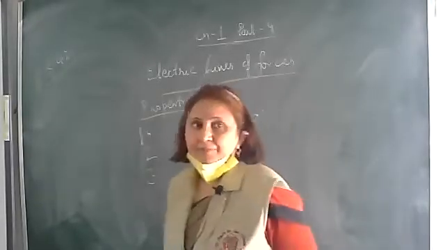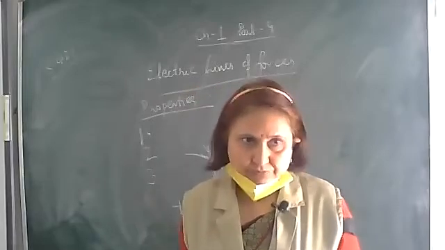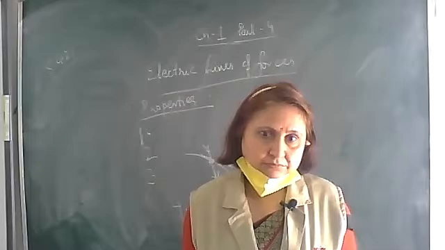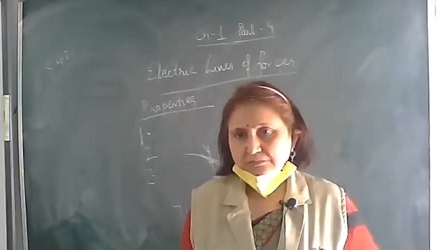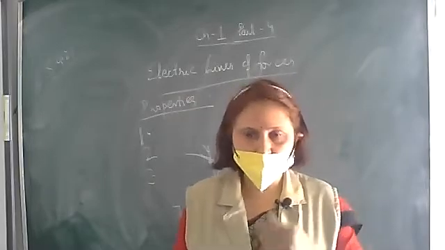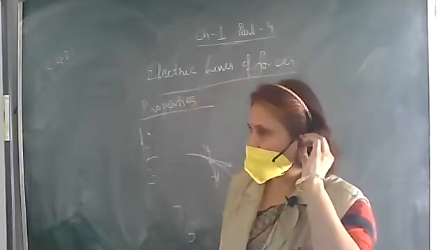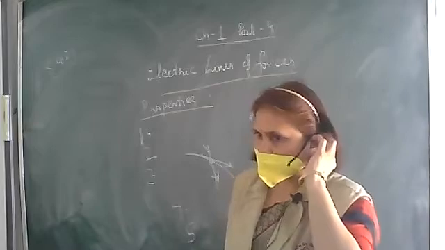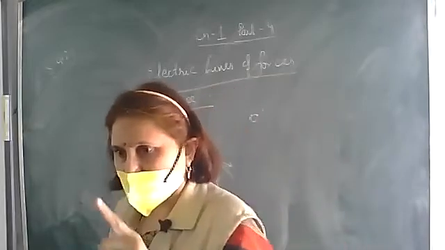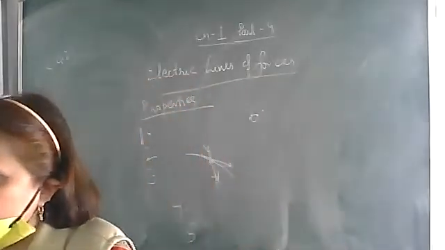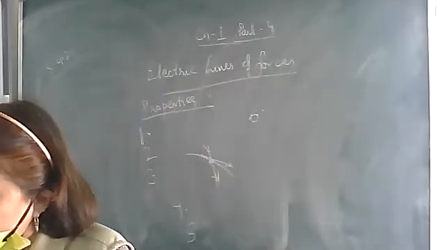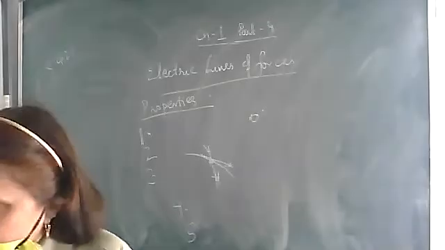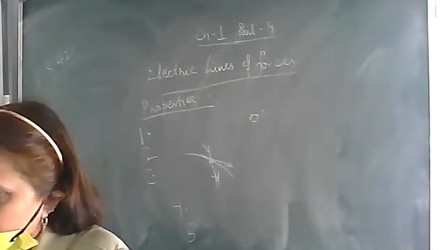Write the next property. They do not form closed loops. Okay, so inside the charged body, they are not traveling. Inside the charged body there are none, they only start from the positive charge and terminate at the negative charge. Okay, they are not forming a closed loop.